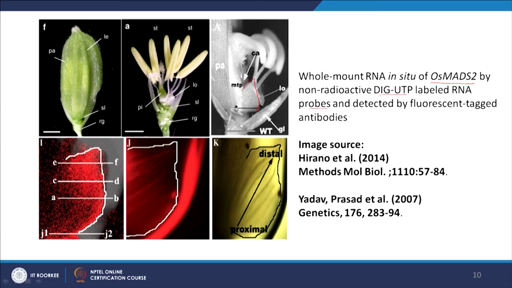And you can clearly see here that with this in situ method we can tell that the expression of MATS2 is asymmetrically distributed. If this is a lodicule, you can see the tips and the peripheral region of the lodicule have more MATS2 signal as compared to the proximal and basal region. So this analysis not only allows us to check the expression in a particular organ, but also allows us to check if the transcript is asymmetrically distributed.